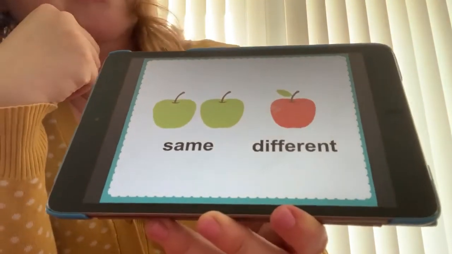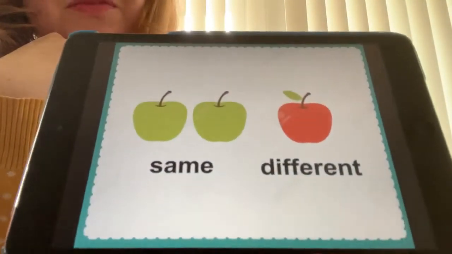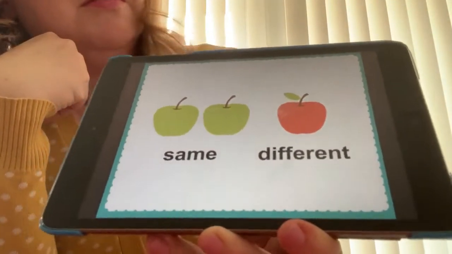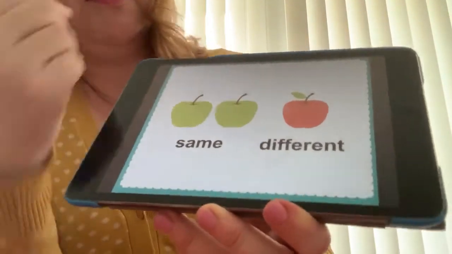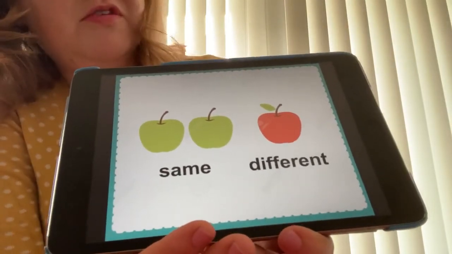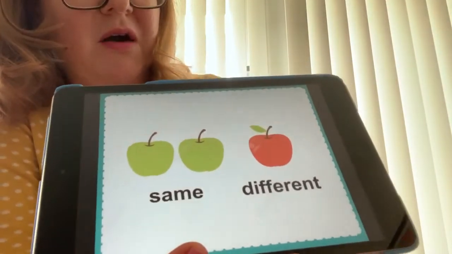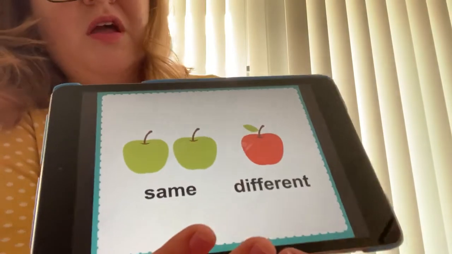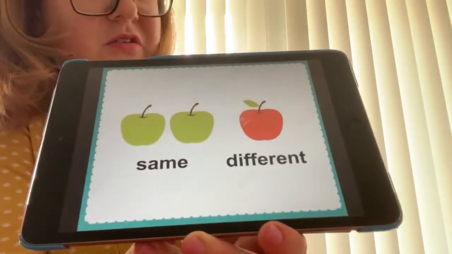So again, when something's the same, that means that it's kind of like something else. And if something's different, that means it's not like something else. There's something that's not similar, not the same about it. So I'm going to show you a couple more pictures that we could talk about. I'm going to show you some objects from my house that we can look at and talk about what's the same and different. And then I'm going to show you how we can talk about how books are same and different.